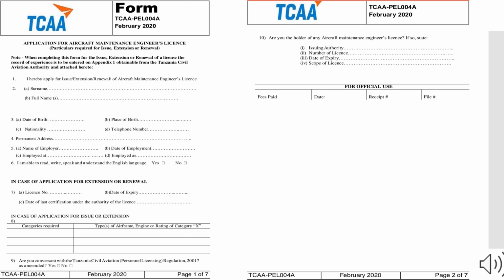Other general requirements for obtaining an aircraft maintenance engineer license, including filling and submitting the form TCAA-PEL.004A as required, and also submitting other documents as required by the authority. These documents may include the experience logbook, a curriculum vitae, and other documents.